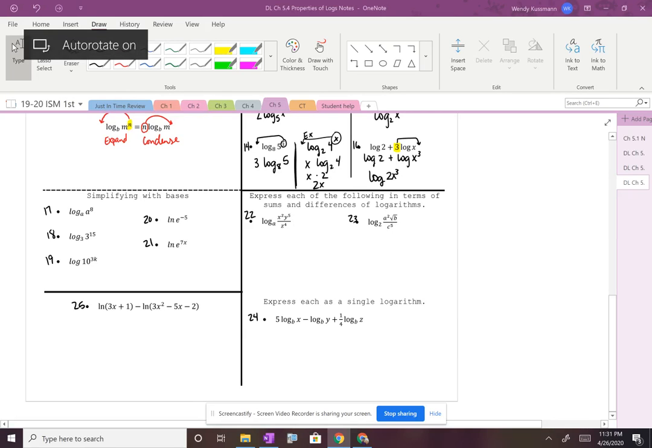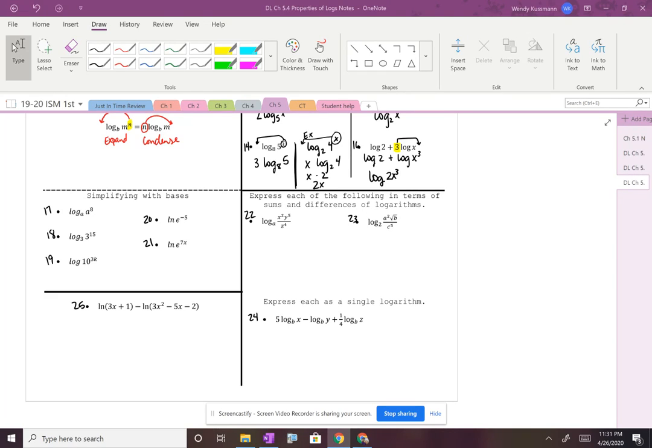This is chapter 5.4, Properties of Logs, part 4. In this last little section, we are going to simplify a couple of logs, and then we're going to put all of the properties together and expand and condense the properties all together.